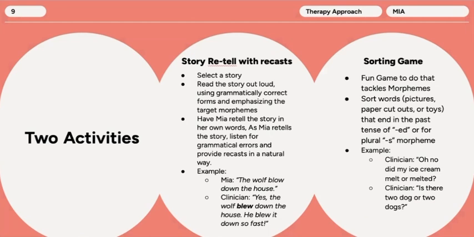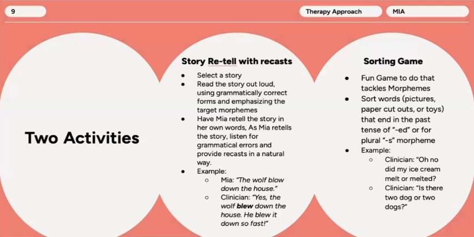And for my activity, I figured we could do a sorting game. So just a fun game that tackles the morphemes that she has troubles with. Say we can sort words. Maybe it could be in a picture book, or with paper cutouts, or with actual toys. That way she's engaging with those, and doing that thinking about how she wants to say certain words. And you do this with words that focus on the past tense -ed, or the plural -s morpheme.